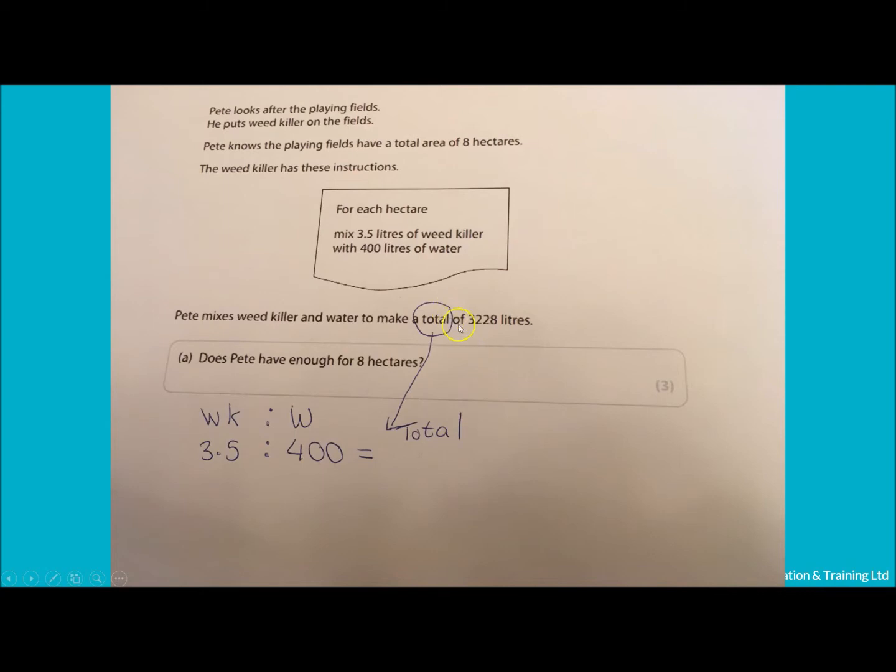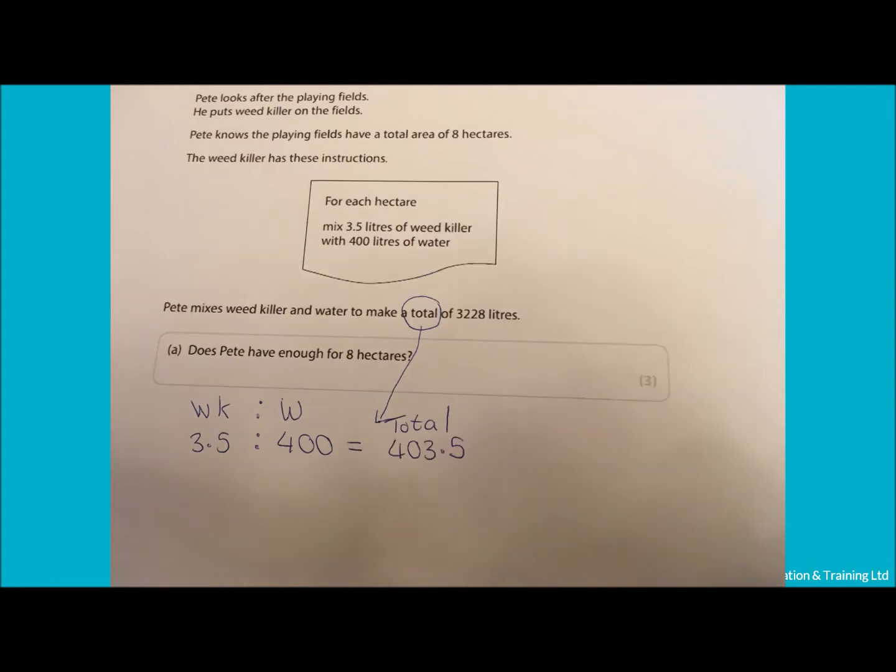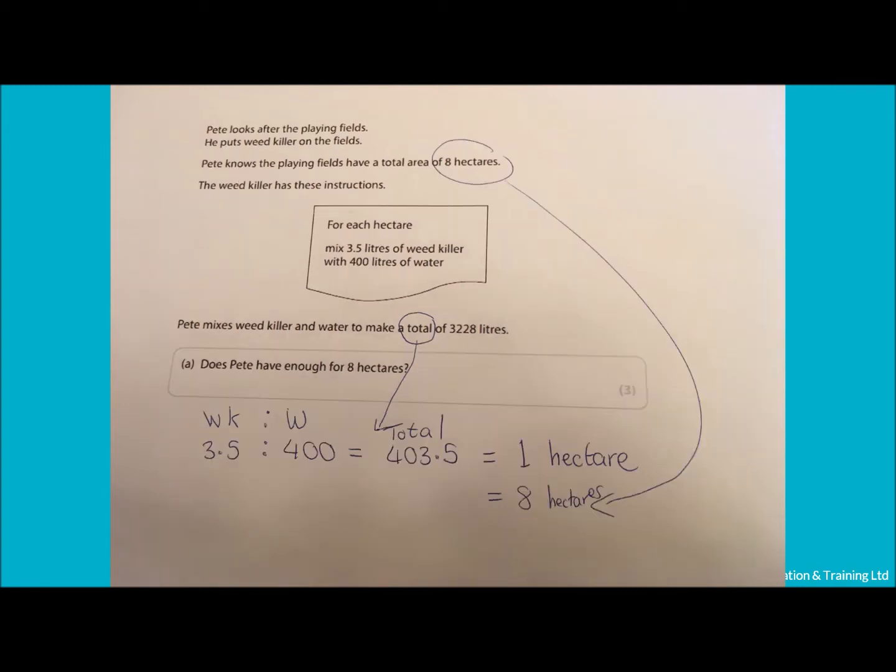I know we need a total of this many litres, so total tells me I need to add up my ratio parts. So remember, if we see total, we add up our existing parts. Adding up our existing parts gives us 403.5 litres. Then we say, what do we need to get to? And we actually know that that makes 1 hectare. We know the playing fields have a total area of 8 hectares.